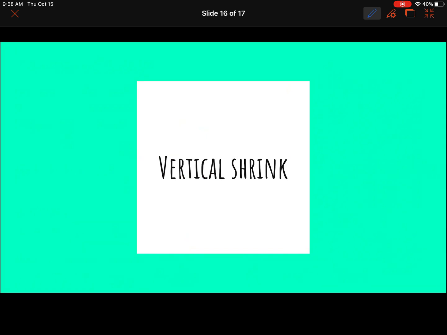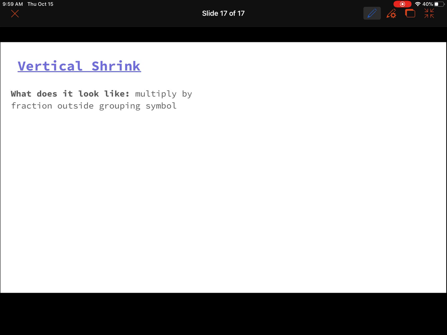Okay? Now, the last one we're going to talk about is a vertical shrink, okay? So now this is going to stretch your graph out and make it fatter. So think of when you eat so much and you're going to get a little shorter because you're going to get fatter, okay? So think about that when we see a shrink.